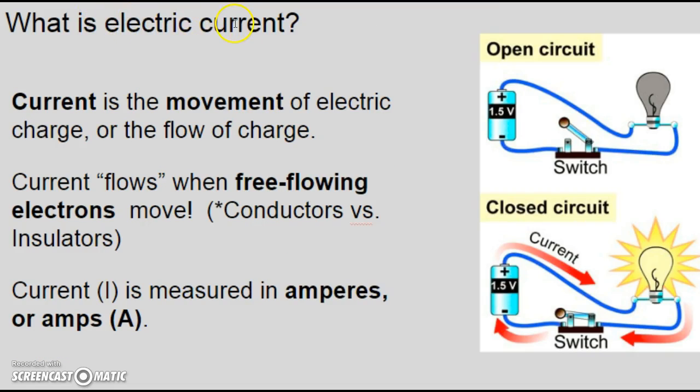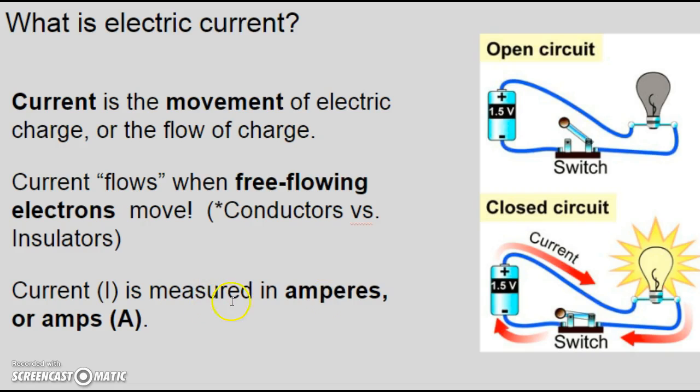So what is electric current? Well, current is the movement of electric charge, or the flow of charge. Current flows when free-flowing electrons move. Just as in electrostatics they were stationary, now we're putting them into motion. And we've looked at conductors and insulators in a couple different contexts. Conductors readily allow electrons to flow, and insulators impede or do not allow electrons to move.